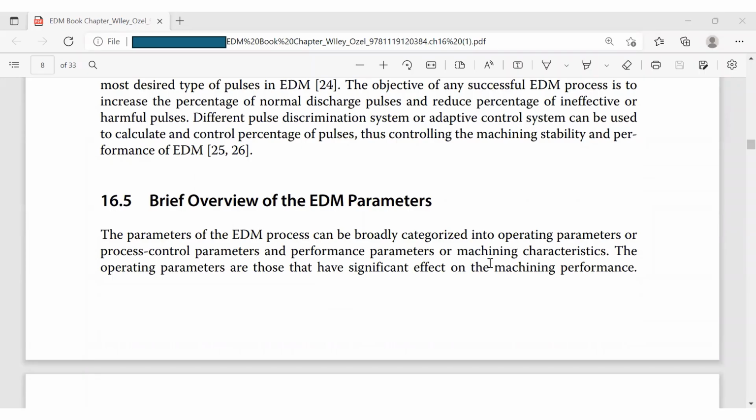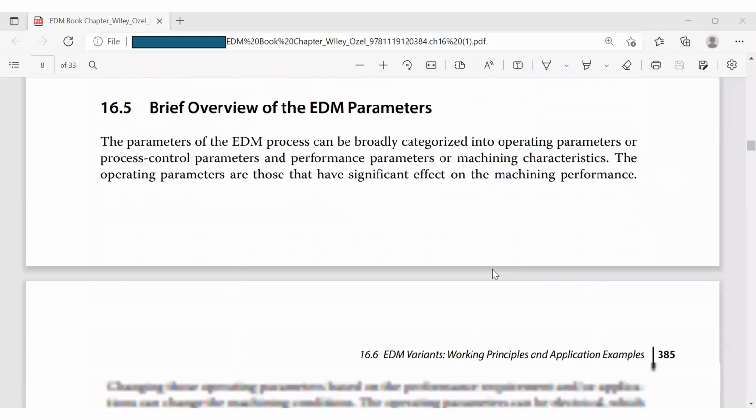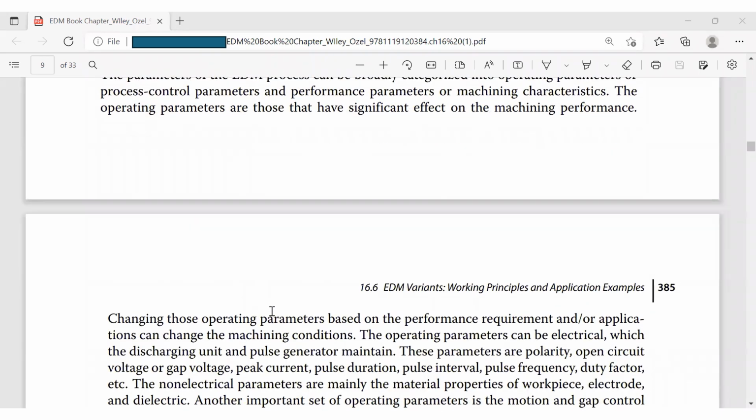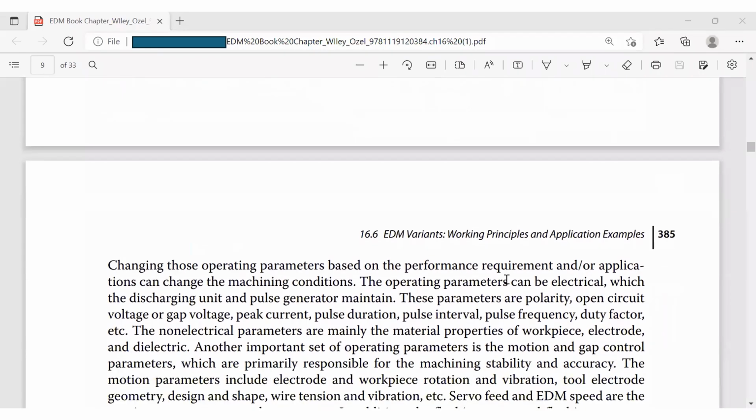EDM parameters can be categorized into operating parameters, all the process control parameters that you can control, and performance parameters or machining characteristics. The operating parameters are those that have a significant impact on the machining performance. Changing those operating parameters based on performance requirements and/or applications can change the machining condition. So the operating parameters are, right? You should be able to tell me this.